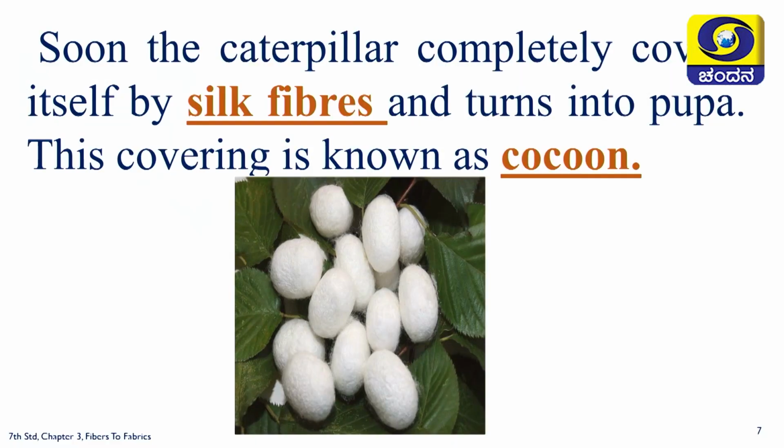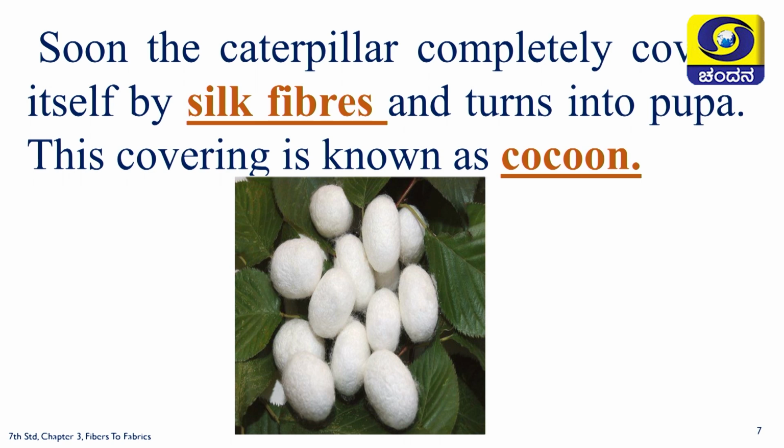So what are silk fibers? Silk fibers are the fibrous materials secreted from caterpillars, which are made up of proteins that become hardened when exposed to air. Soon the caterpillar completely covers its body with silk fibers and turns into a pupa. This covering is known as a cocoon.